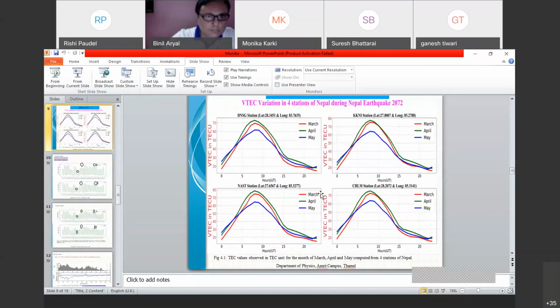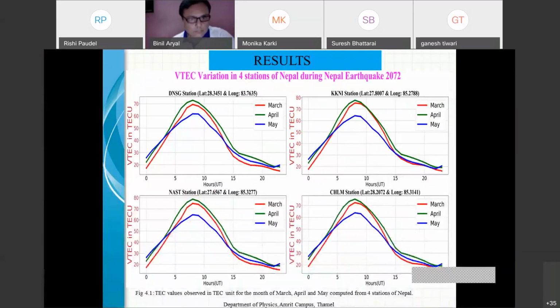Okay, first we observed TEC values for the month of March, April, and May from our station. Normally, temperature is high in this month in comparison to other months. Each station has a similar pattern.